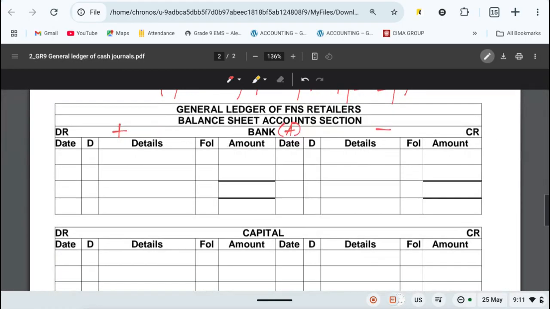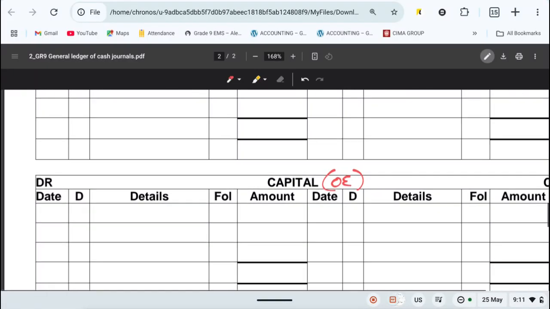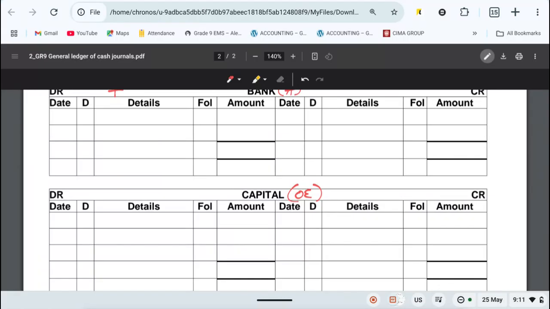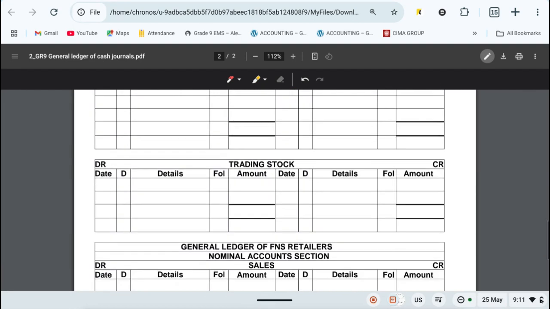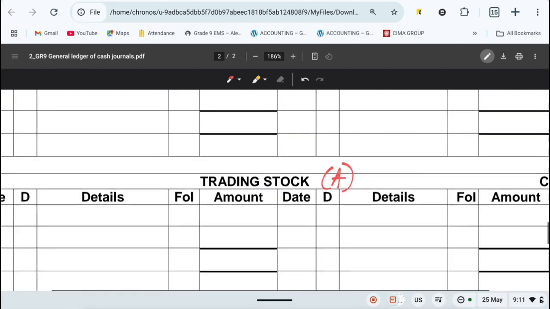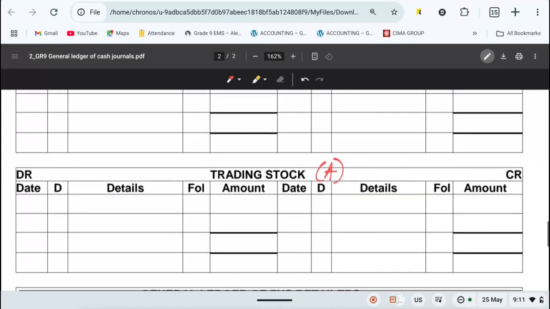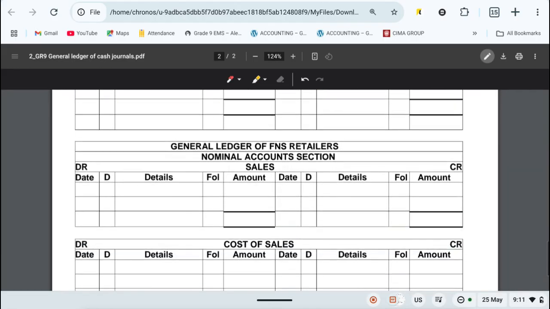So I'm going to label all the accounts. Capital is part of owner's equity. It's the owner's contribution into the business, the owner's interest in the business. So capital, as discussed above, increases on the credit, decreases on the debit. And then trading stock is an asset. It's a possession that belongs to the business and it has future economic benefits, so it increases on the debit, decreases on the credit.